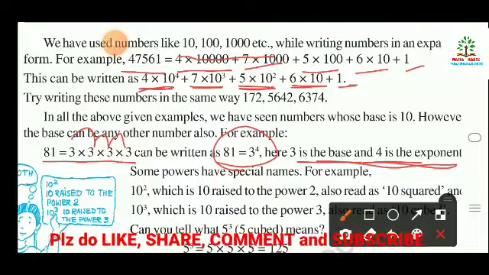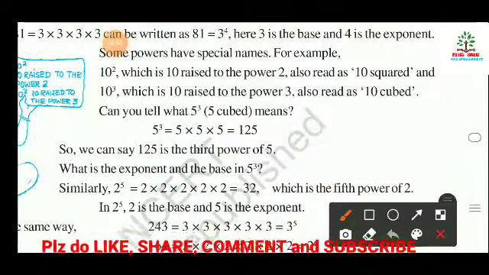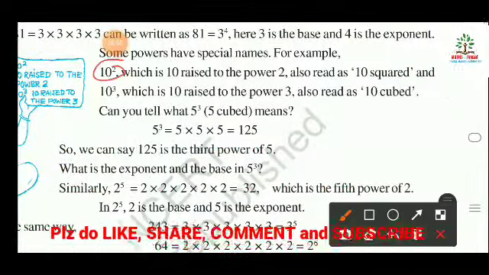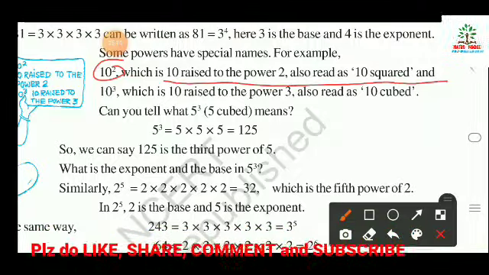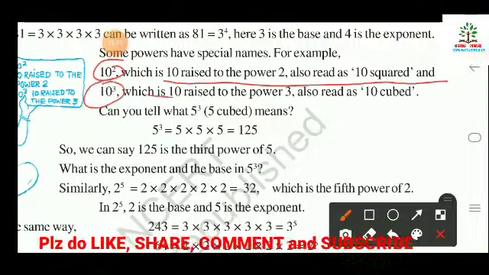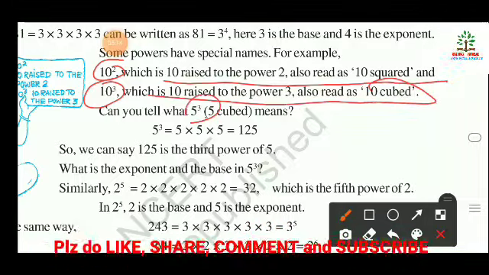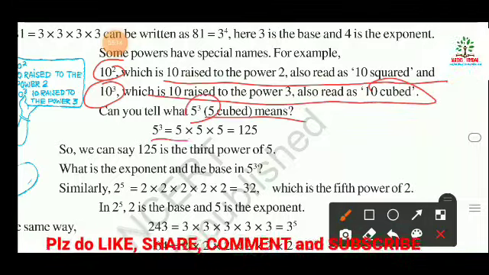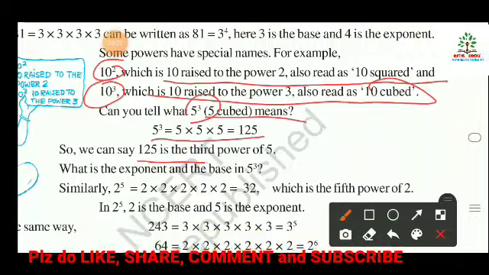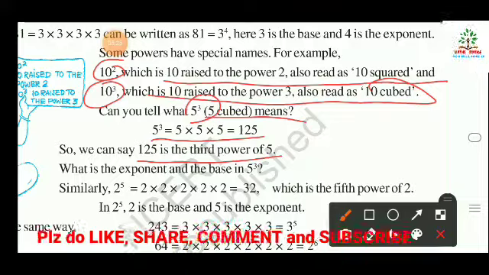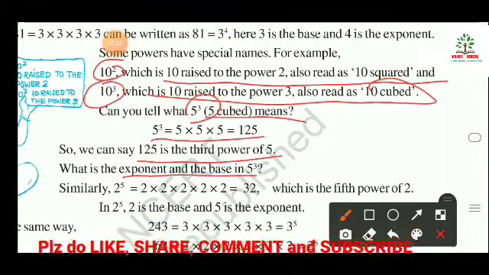So for example, here we can see 10 raised to the power 2. That means 10 raised to the power 2, also read as 10 squared, and 10 raised to power 3 can also be read as 10 cubed, whereas 5 raised to power 3 means 5 cubed. It means 5 into 5 into 5, which is equal to 125. So we can say 125 is the third power of 5. So what is the exponent and the base in 5 raised to power 3?